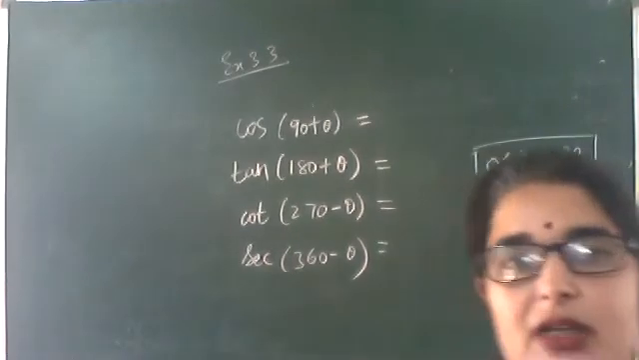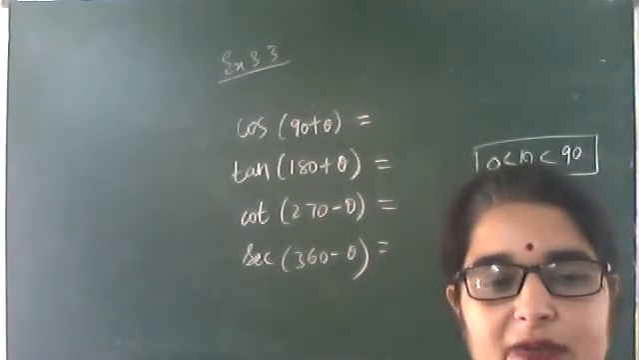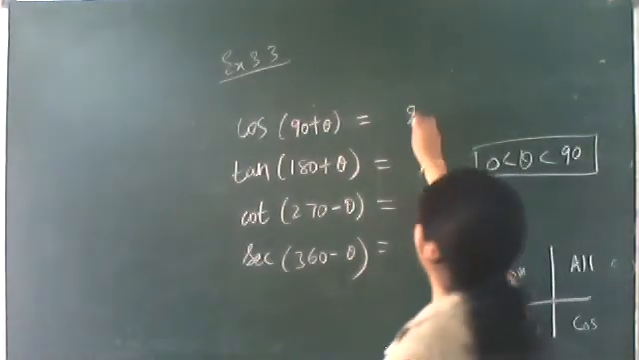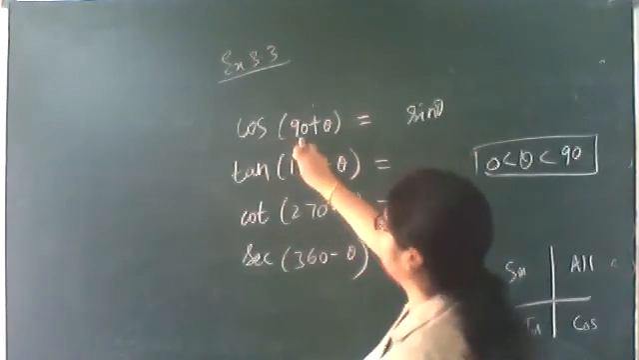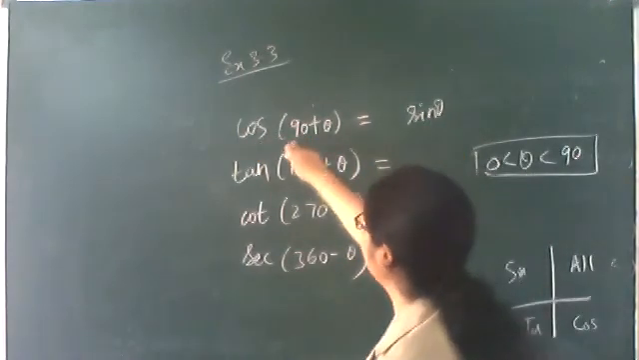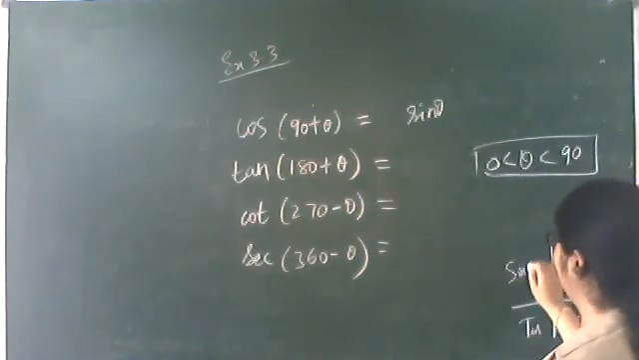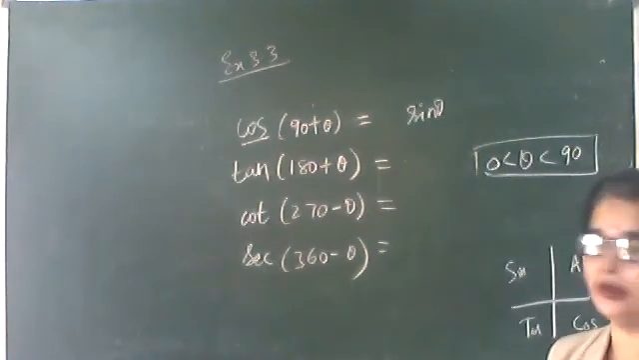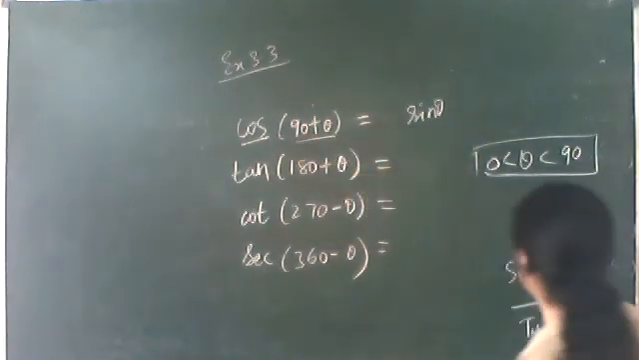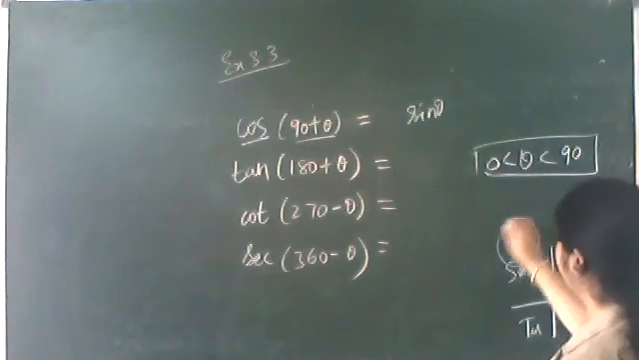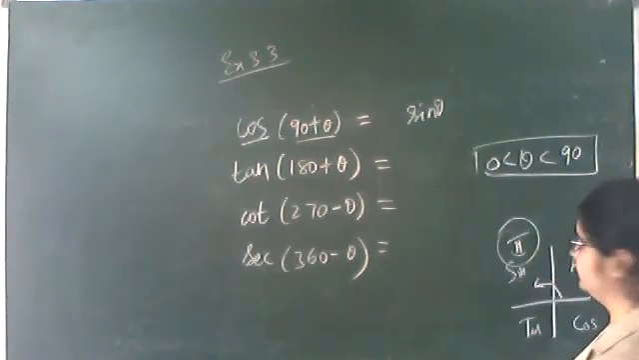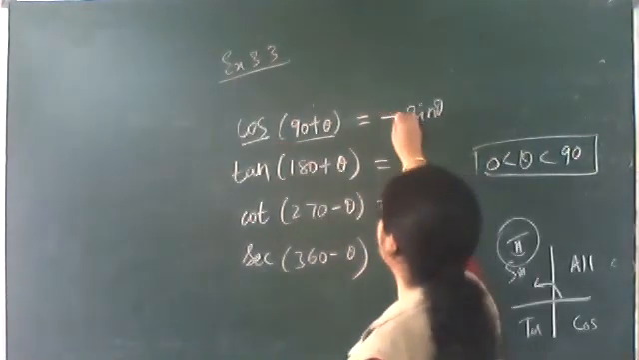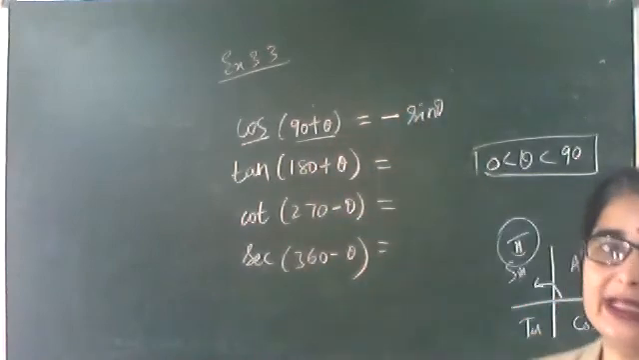Please unmute yourself and tell me. Sin theta. Why? Because it changes in 90 minus and 90 plus. Now 90 plus theta, will it be plus or minus? You said plus. Just see, cos is positive in which quadrant? Where is 90 plus theta lying? In the second quadrant. If it is in the second quadrant, cos is negative. So instead of plus, it will be minus. Is that clear?